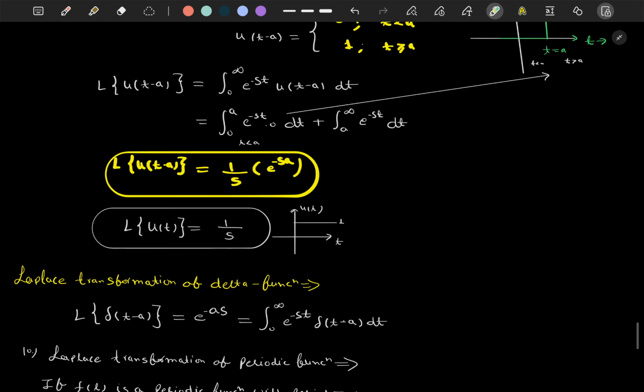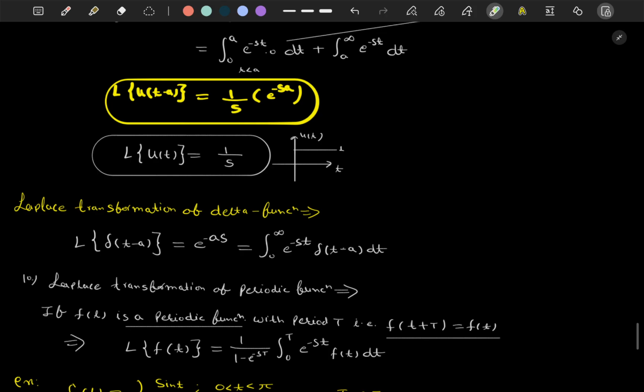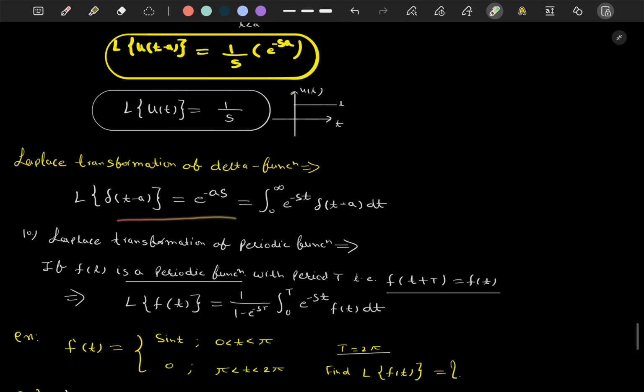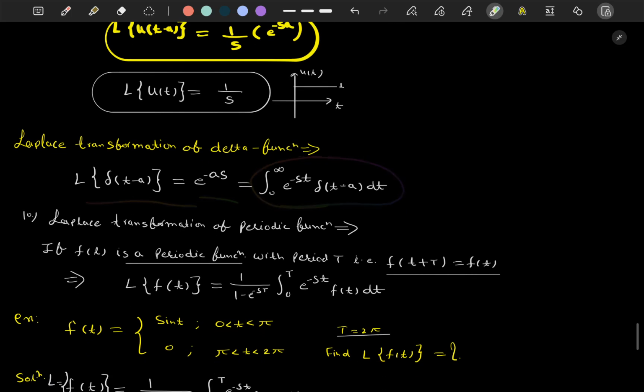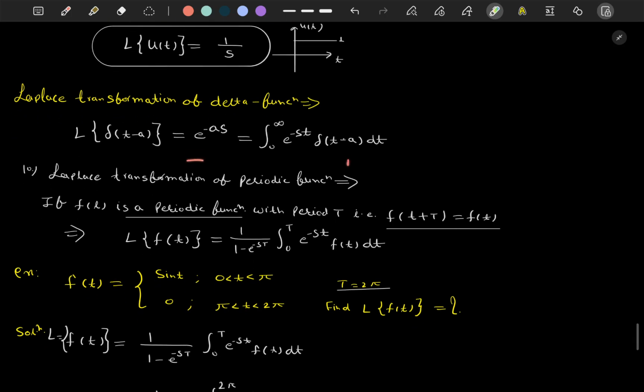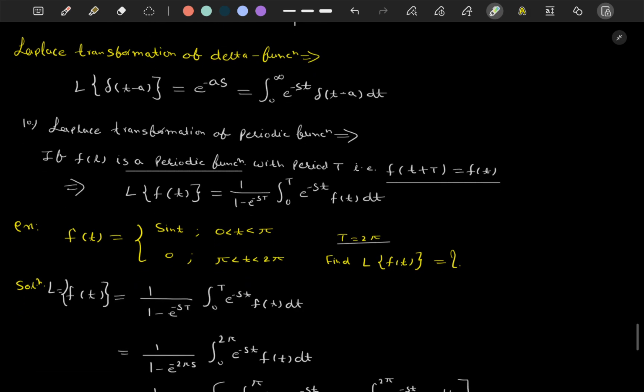Okay. If a is equal to 0, then only 1 by s. Delta function. In delta function, e raised to power minus as is simply one value that will come, and when you solve it you get e raised to power minus as. You will have to read these again and again, only then will you remember them, right?